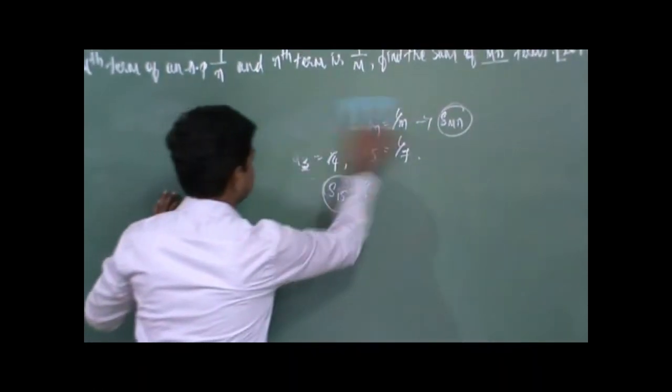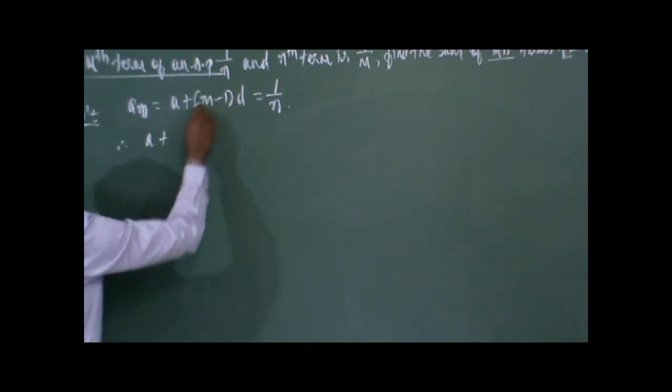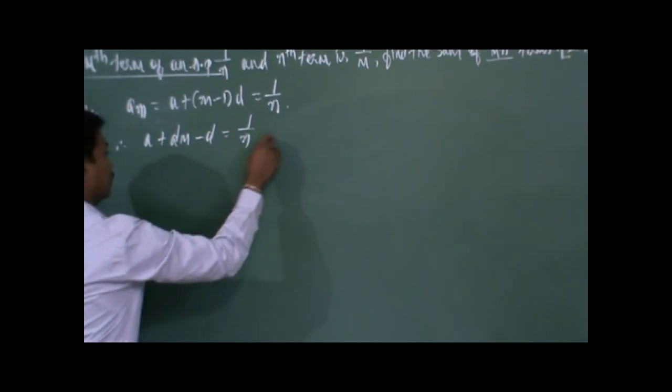Okay, let us go with this. The mth term of an AP is 1 by n. Let us take this statement. So am is equal to a plus m minus 1 into d, which is equal to 1 by n. We will simplify that. Therefore, a plus d into m is dm, minus d into 1 is minus d, is equal to 1 by n. Take it as equation 1 and keep it.